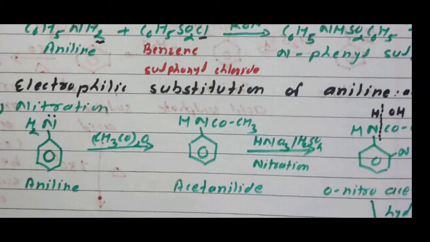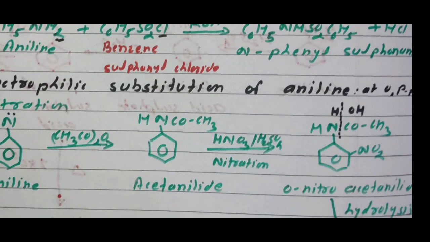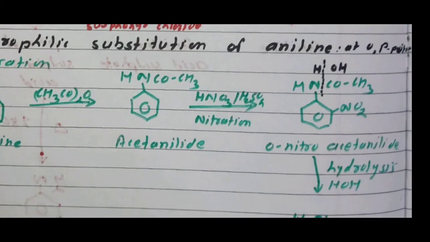Then this acetanilide means protection of the NH2 group. Instead of aniline, acetanilide undergoes nitration. Nitration is nothing but a mixture of concentrated HNO3 and concentrated H2SO4. Then introducing an NO2 group at the ortho position, there is formation of o-nitroacetanilide. This means acetanilide undergoes nitration, forming o-nitroacetanilide. Then this o-nitroacetanilide further undergoes hydrolysis, meaning addition of a water molecule.